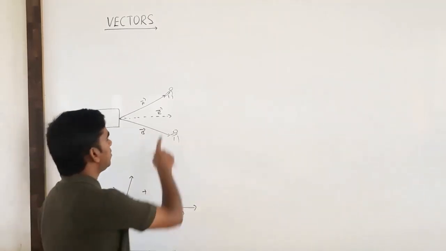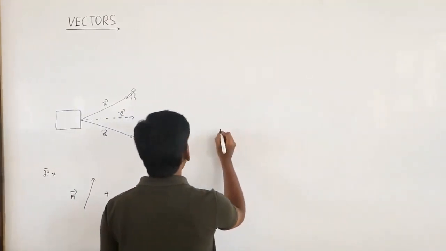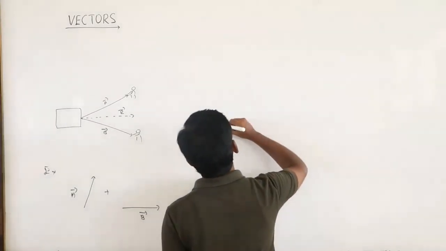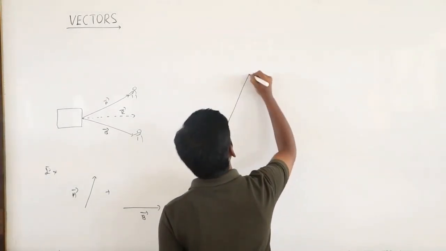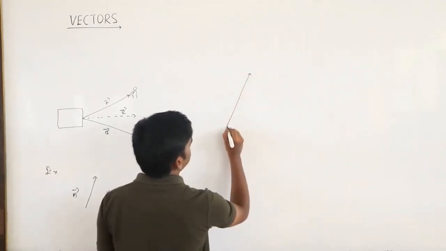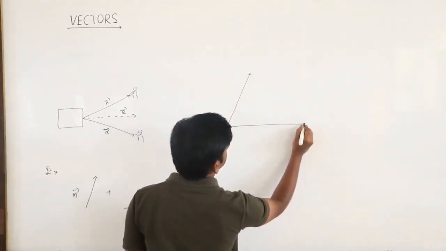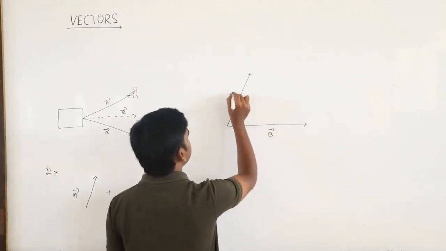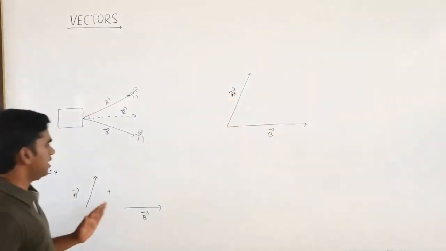Because the situation is like this, the tail of one vector, say I take vector A over here. So this is vector A. Another vector B is going to be like this. So this is vector B.